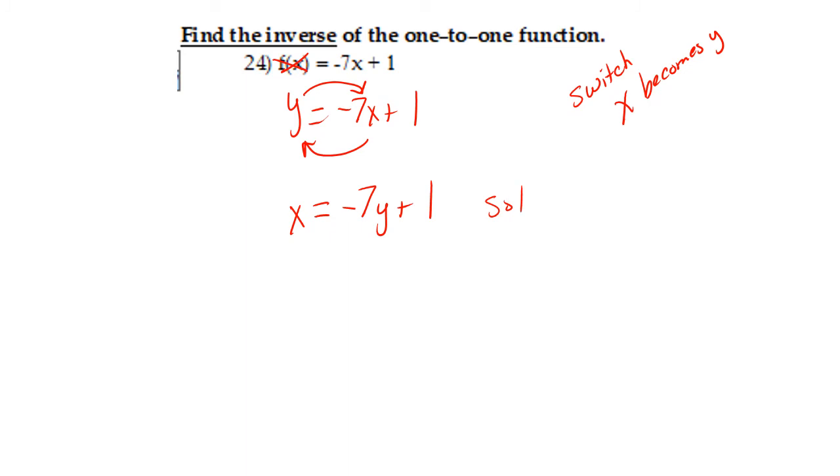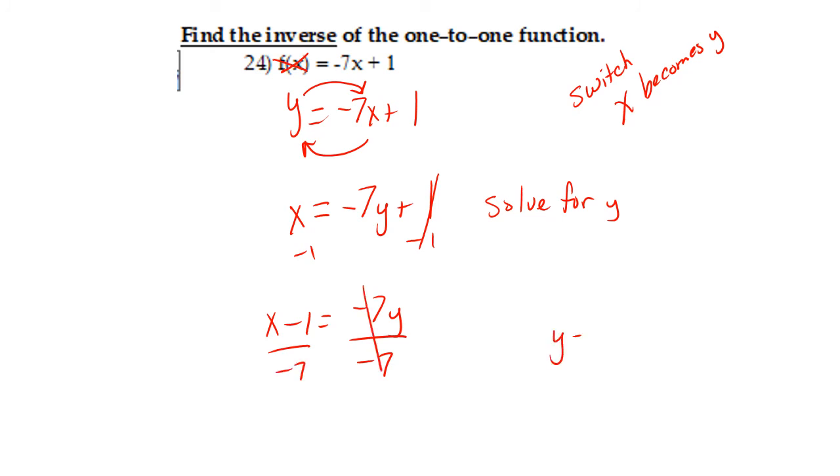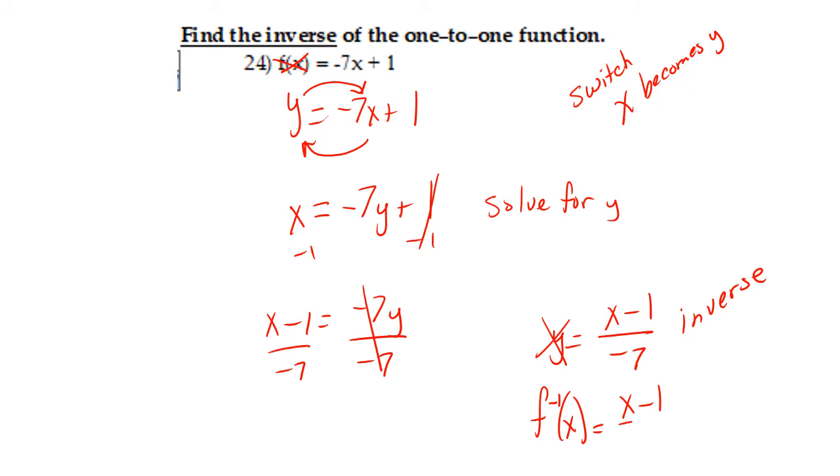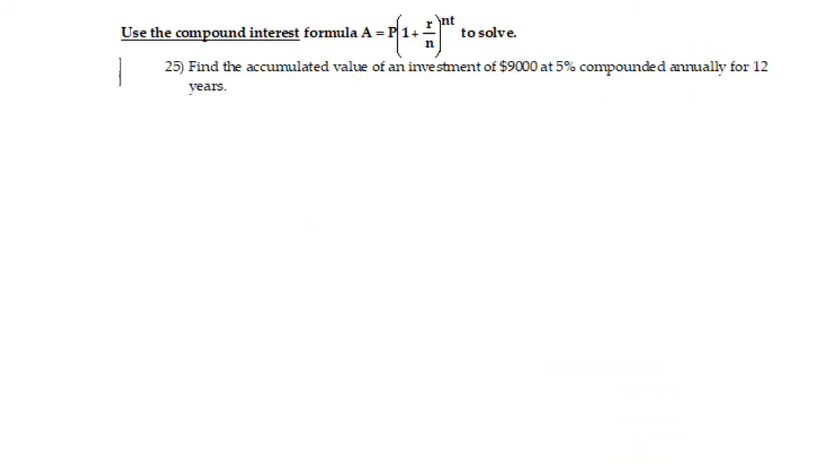And now I will solve for this new placement of the y. So I'm going to subtract a 1 on both sides. And then I will divide by negative 7. So y is equal to x minus 1 over negative 7. Now this is my inverse. Typically we would replace the y with f inverse. The negative 1 looks like an exponent, but it really means inverse. And that would be your final answer.